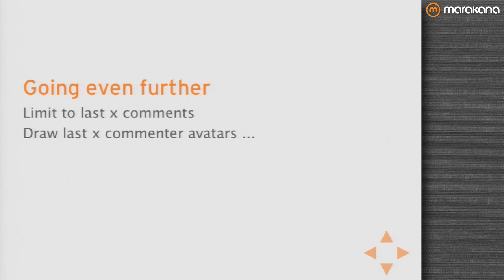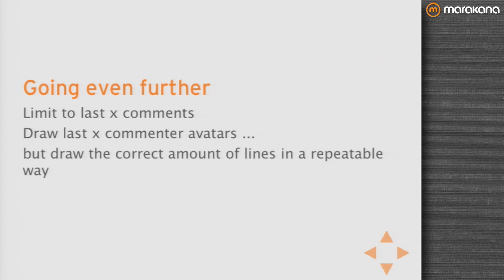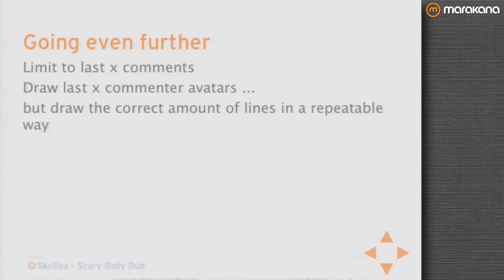So then we're like, well, let's go even further here. We're going to limit this to the last X comments, so the most recent whatever. It's a configuration variable that we can use. We're going to draw the last comment avatars, and then we're going to draw the actual amount of lines that we have in a repeatable way on the waveform. Which helps us solve the problem, because you can still get that visual information about which ones are ultra popular by looking at the waveform itself.